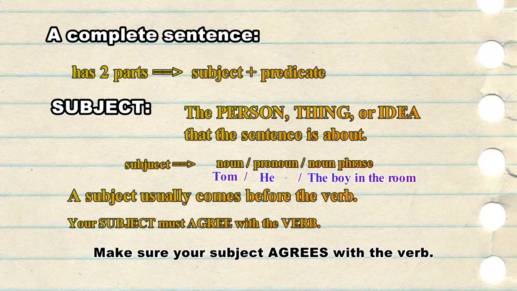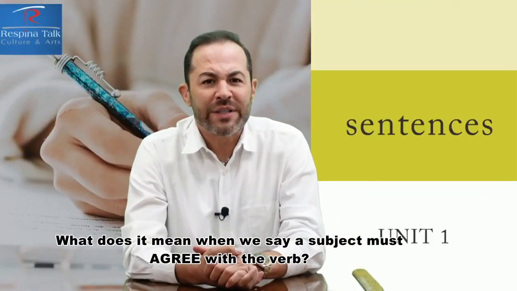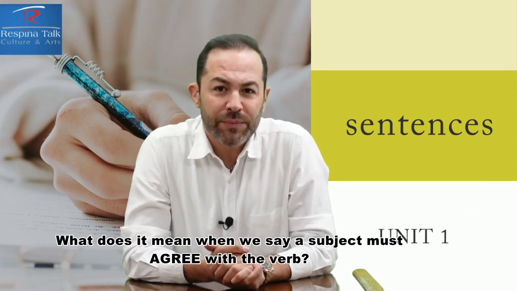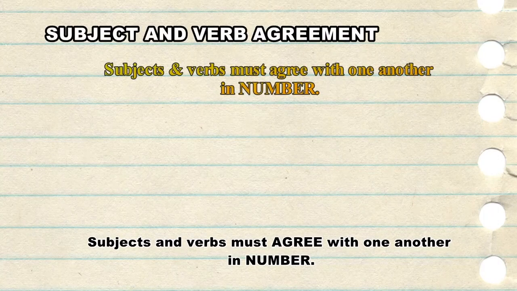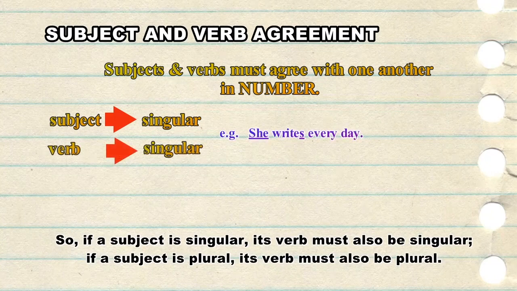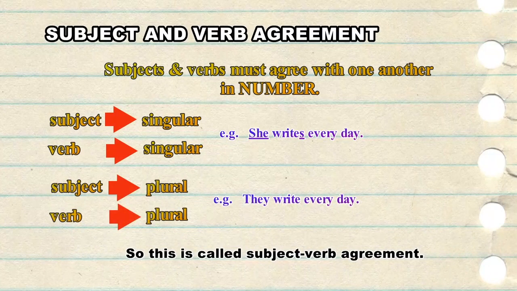Make sure your subject agrees with the verb. Now, what does it mean when we say a subject must agree with the verb? Subjects and verbs must agree with one another in number. So if a subject is singular, its verb must also be singular. If a subject is plural, its verb must also be plural. So this is called subject-verb agreement.